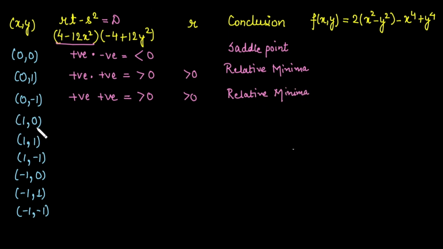For the next point, 1, 0. Substitute x is equal to 1. This term is negative. y is 0, again negative. Negative, negative is positive. Discriminant is greater than 0. So observe the behavior of r. R in this case is this term, that is negative. When discriminant is greater than 0 and r is less than 0, it means it is a point of relative maxima.